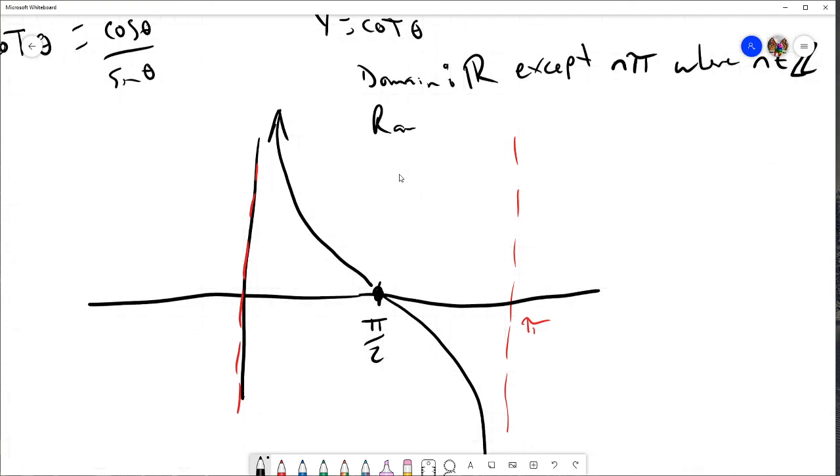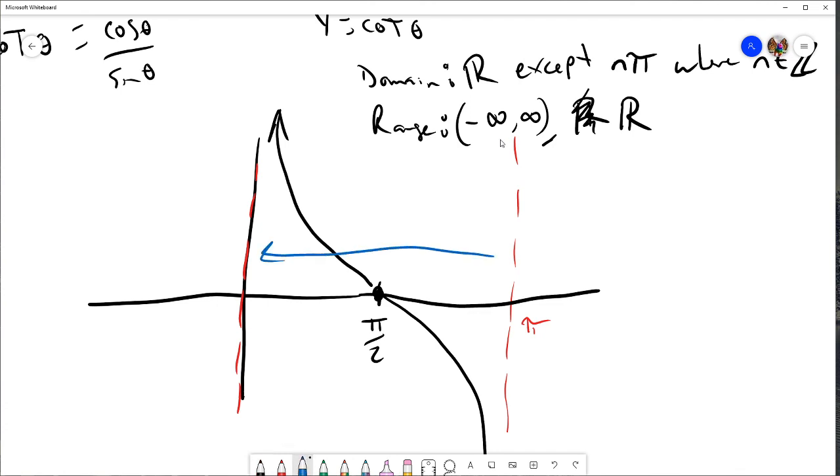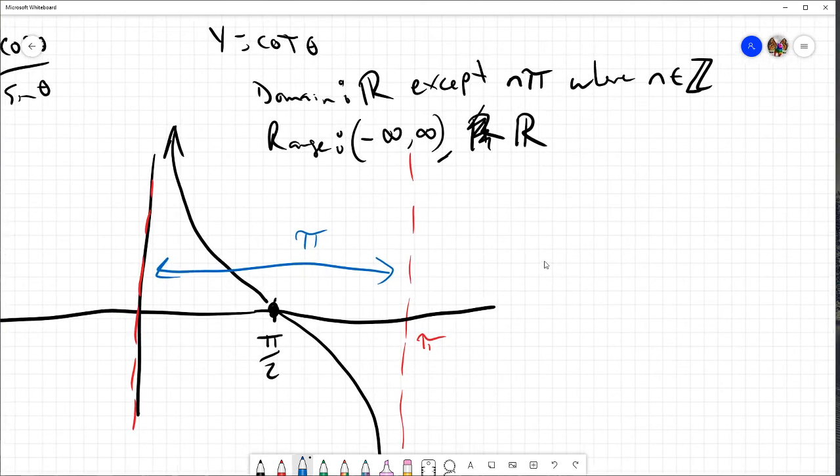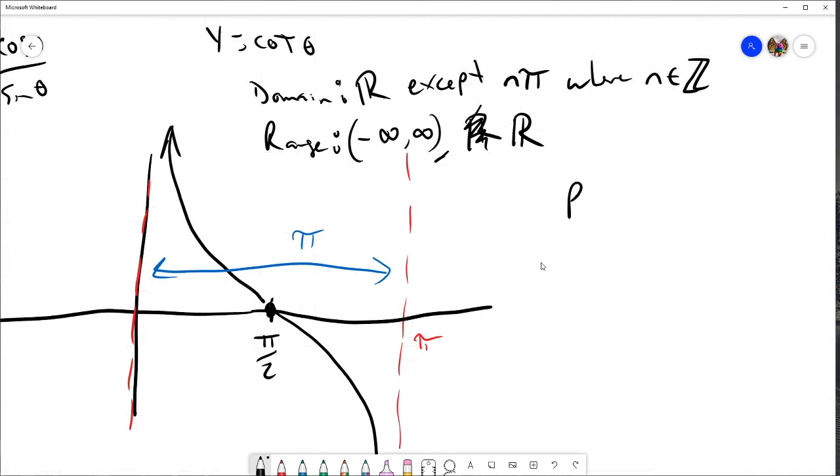Our range again is going to be negative infinity to infinity. I could have also just written all real numbers, so that's a terrible looking R. So there's all real numbers. Either way, you can express it. And then we need to figure out our period. So we want to look at the distance in between our two asymptotes. That's going to be a distance of pi because we are at 0 and we're stopping at pi. So that tells us our period is pi.